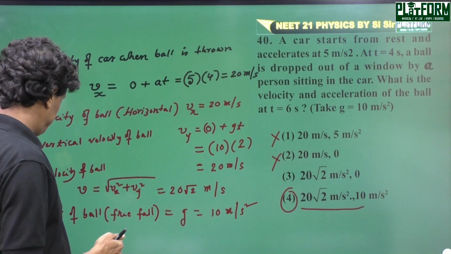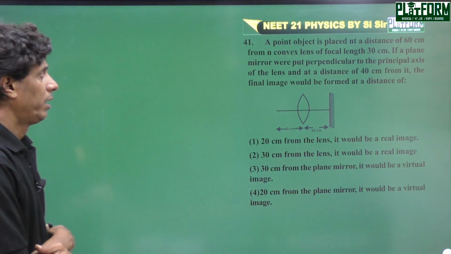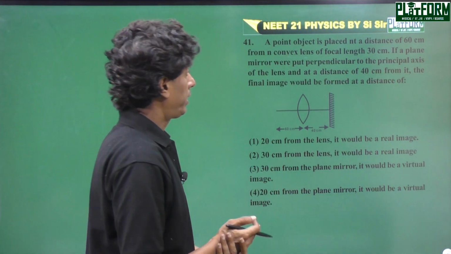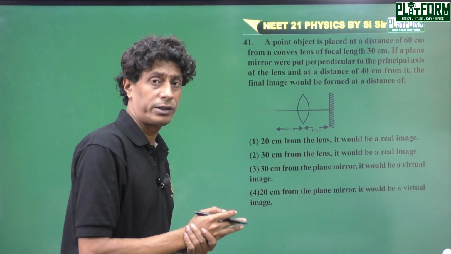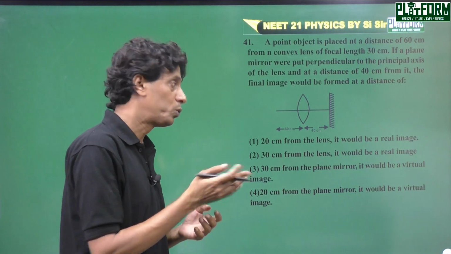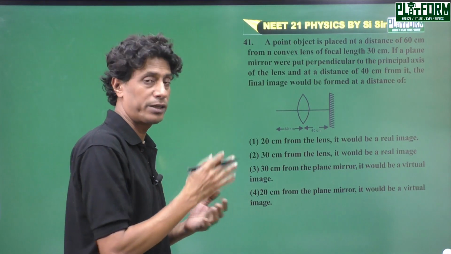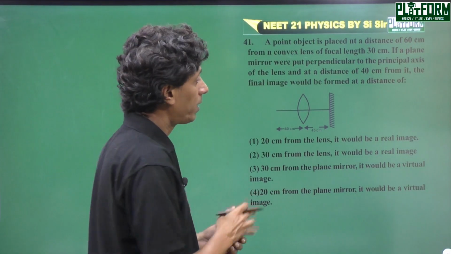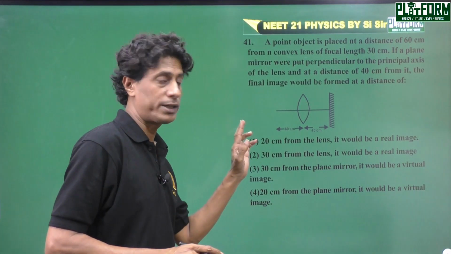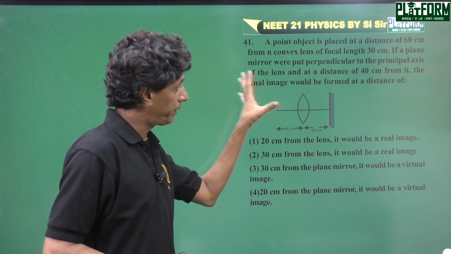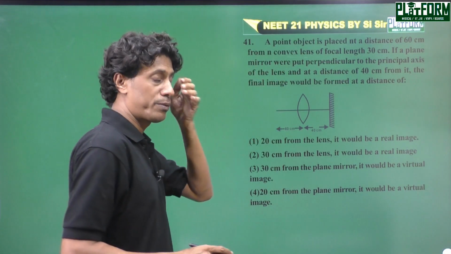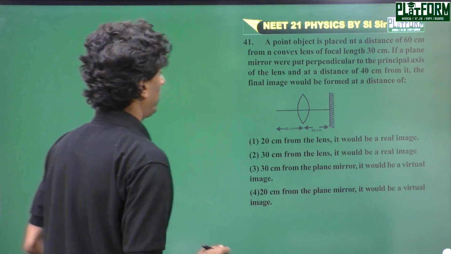Okay, next problem. Again, the question is taken from ray optics in section B. Two questions of ray optics are taken in section A, and one question of ray optics is given in section B. That is question number 41.